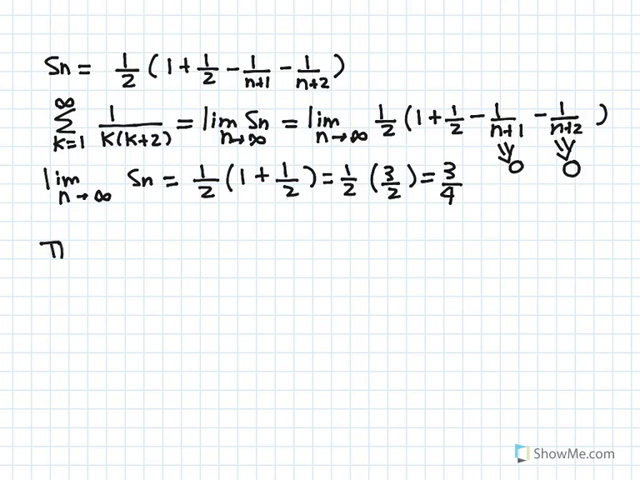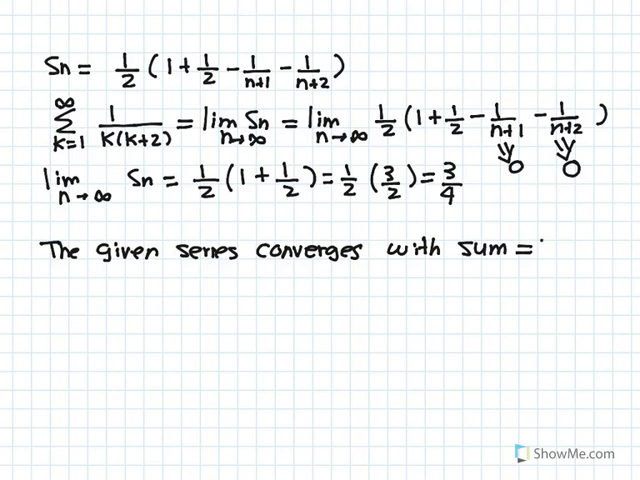So we write this as the given series is a telescopic series, that's the name for it, telescopic series, converges with sum equal to 3/4. So we can write summation k goes from 1 to infinity 1 over k times k plus 2. This infinite series has a finite sum. It converges to a sum, and that sum is 3/4.